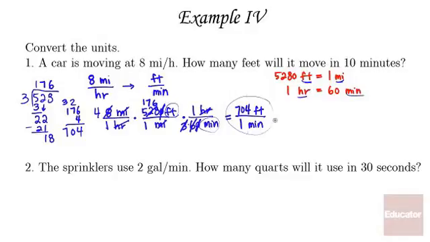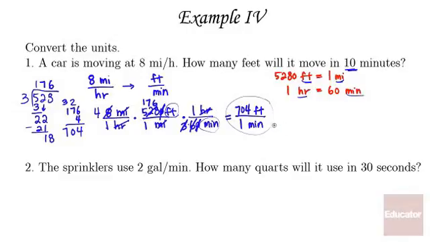Now this would be the correct answer, but then it's asking me how many feet it'll move in 10 minutes, not per minute, right? So if they asked how many feet it will move per minute or in 1 minute, this would be my answer, 704 feet per minute for 1 minute. But since they're asking for 10 minutes, I need to change my denominator to a 10. So they're not asking for a unit rate. They want to know how many feet for 10 minutes. So I need to change this one to a 10.